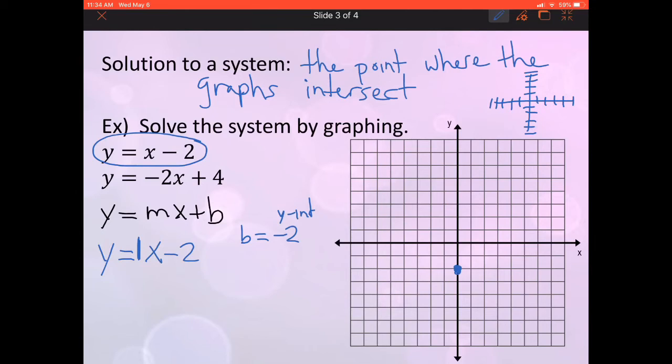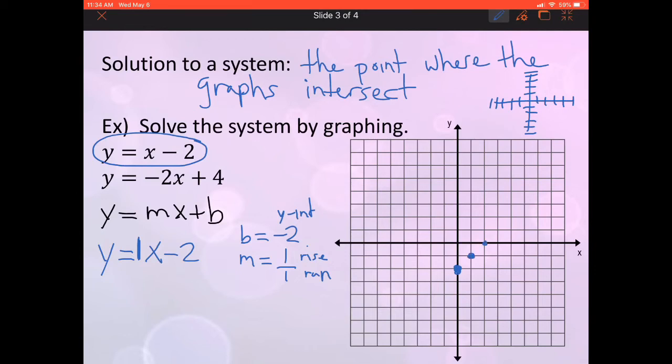All right, so I've got negative 2 as my y-intercept. The next thing I do is my slope, which is 1, but I need it to be a fraction so I can do rise over run. It's a positive 1, so rise 1, up 1. Run is a positive 1 also, so it's right 1. So up 1, right 1.